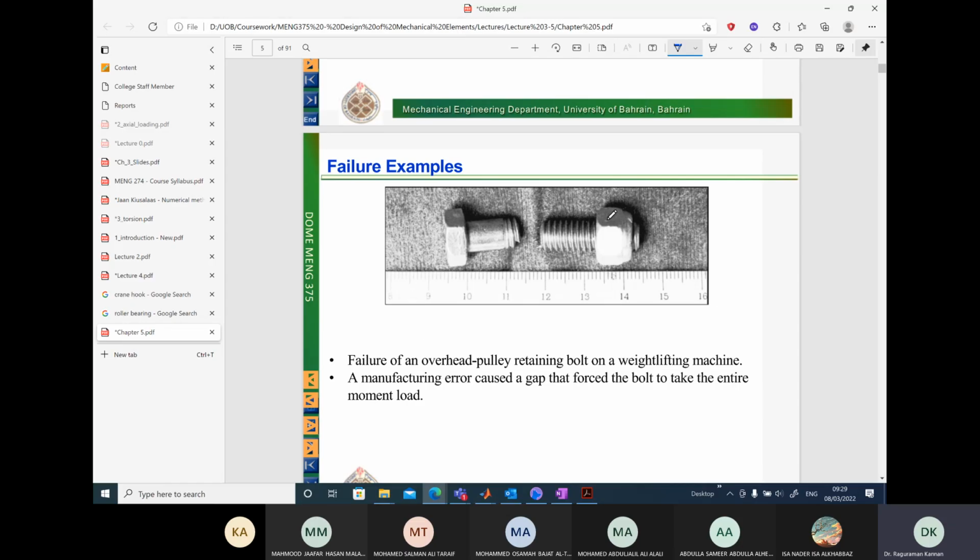In a weightlifting machine, you have this bolt which supports weight, and when a man lifts or drops a weight, depending upon the load, again you have increase and then zero load, increase and zero load. You have fatigue phenomena, and then the bolt broke.